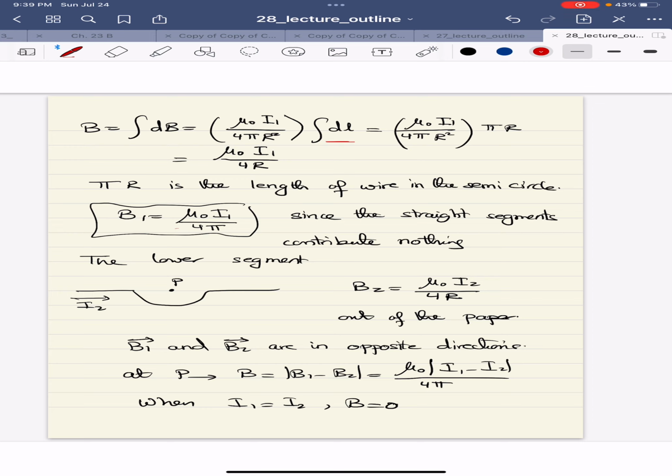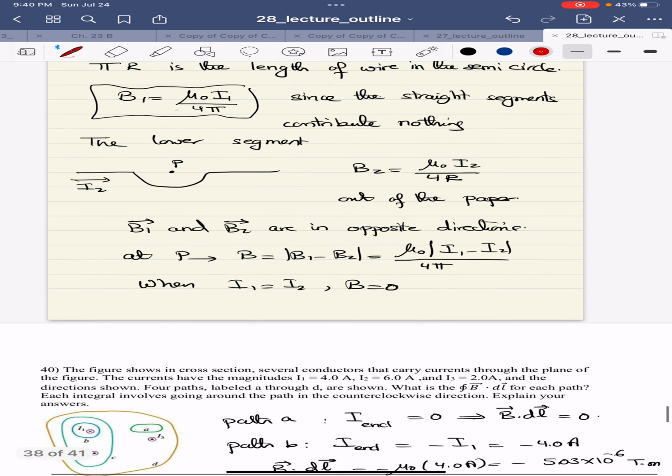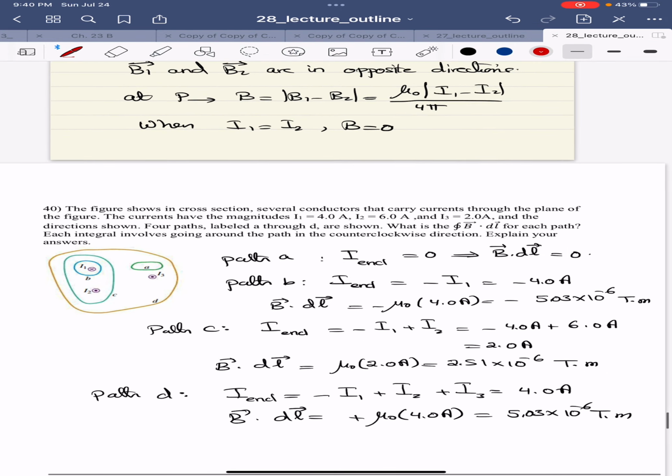Then what is called the resultant magnetic field is going to be the difference, mu 0 (I1 minus I2) over 4R. And then when I1 equals I2, then B is going to be 0.